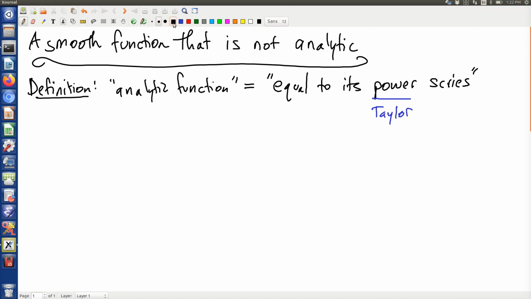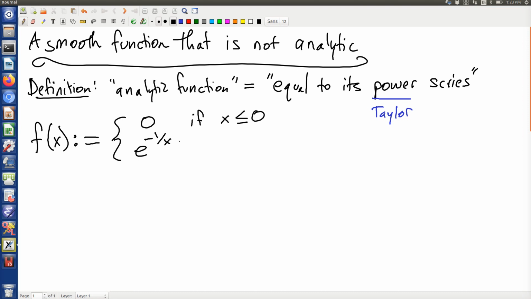Okay, so the function in question, let's just get it right there. I'm going to work in the reals. The function is given by, well, it's 0 if x is less than or equal to 0, and it's e to the minus 1 over x if x is greater than 0. And so this is defined for all x in R, real valued x.